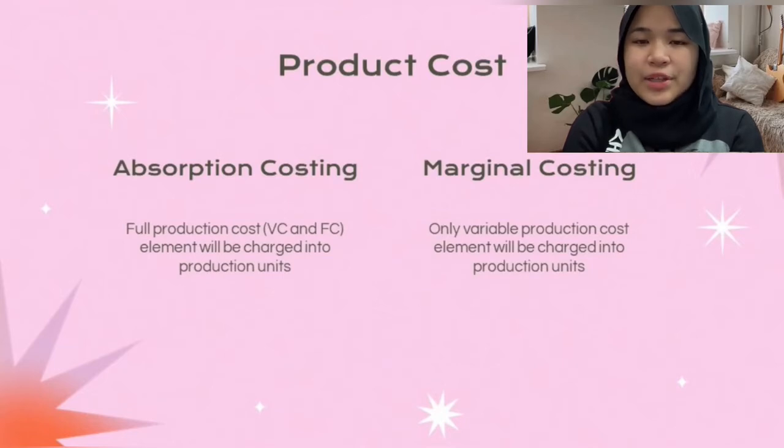My name is Marisa Shafira and I will explain about the difference of product cost between absorption costing and marginal costing. The first one is product cost under absorption costing. The full production costs, which are variable cost and fixed cost elements, will be charged into production units. Meanwhile, for product cost under marginal costing, only the variable production cost element will be charged into production units.